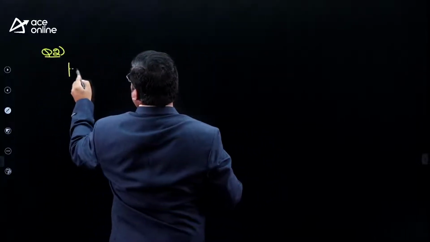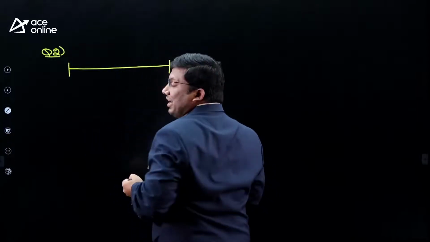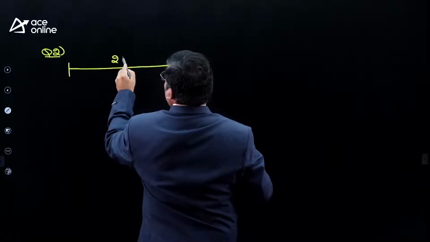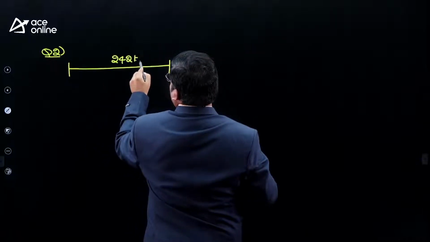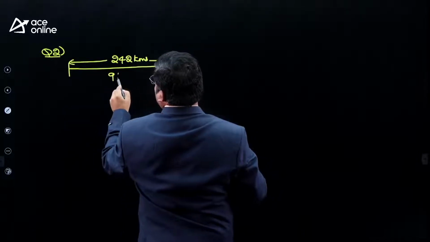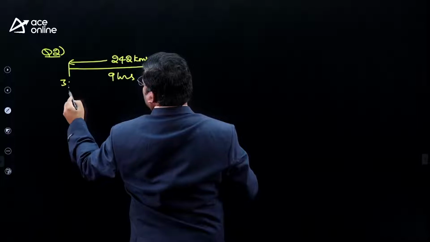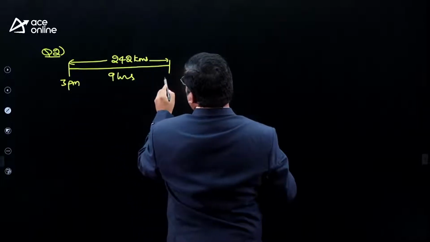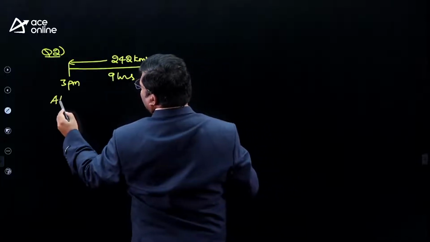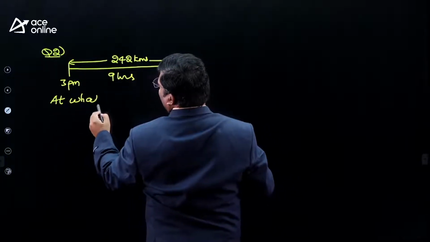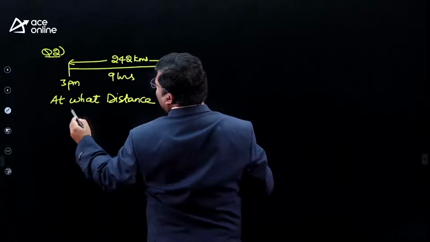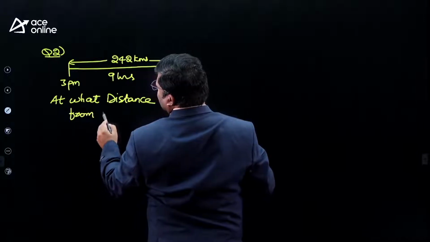Here the problem is, don't work on decimal values, try to simplify that value. It is 242 kilometers. This is 9 hours. This is 3 p.m. and it is 4 p.m. The question is, at what distance from A? A little bit of understanding and you can solve the problems very fast.